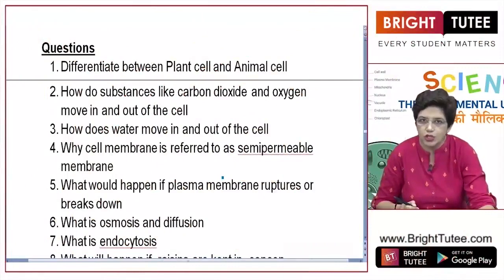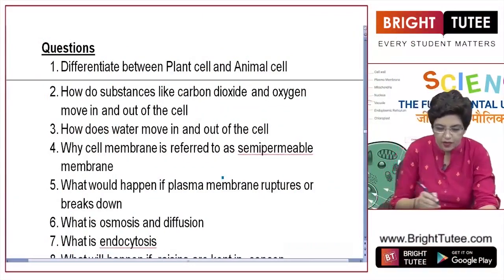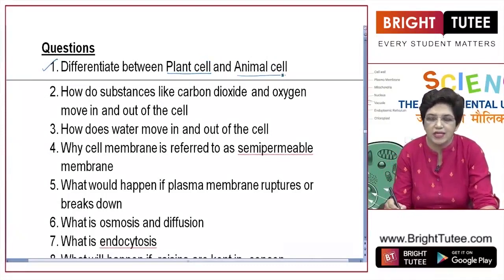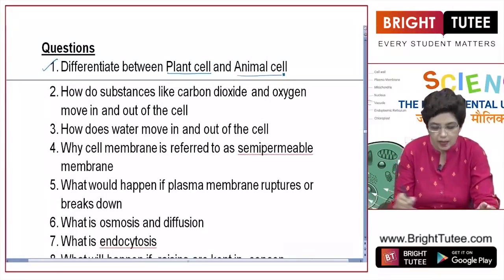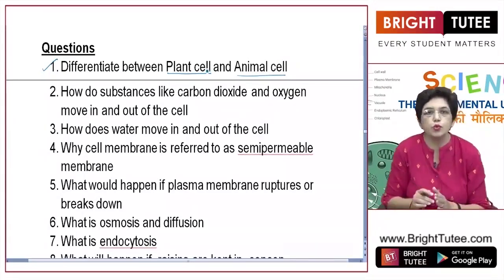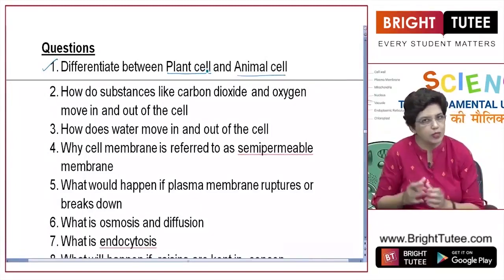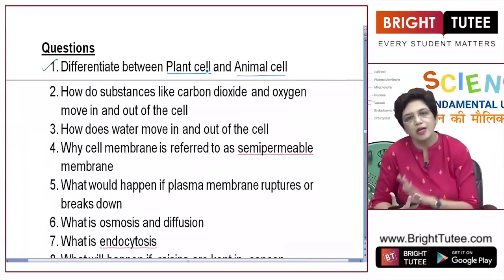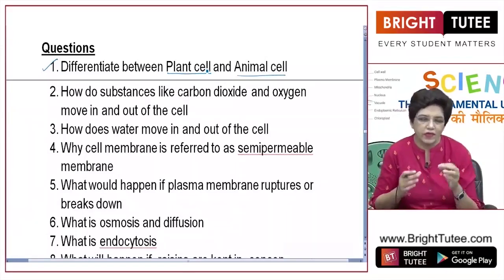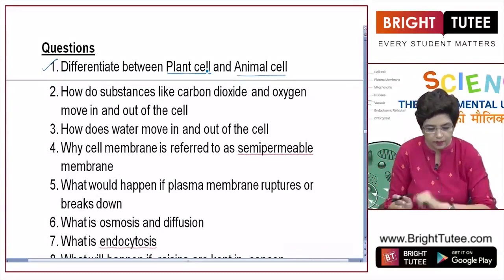Next, some questions from the topic which I just covered. First question, differentiate between plant cell and animal cell. First difference is plant cell contains cell wall while animal cells do not have the cell wall. Second, plant cells contain plastids which give color to different parts of the cell while animal cells do not have plastids. Third difference, the plant cells usually have a large vacuole which occupies most of the space of the plant cell, but in animal cells vacuoles are either small or temporary.